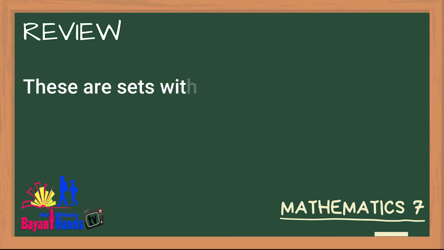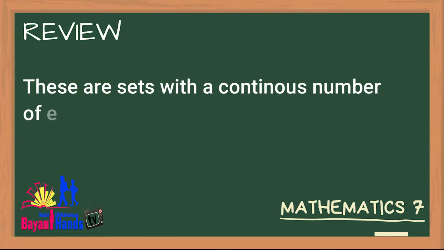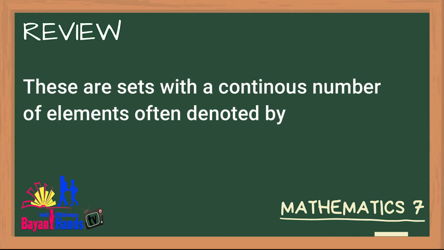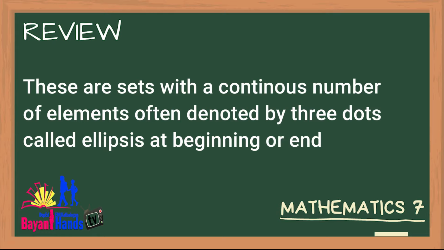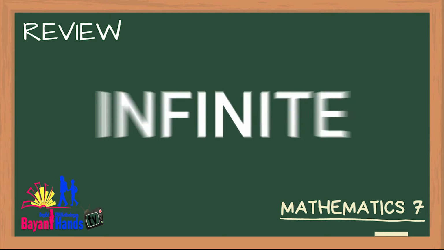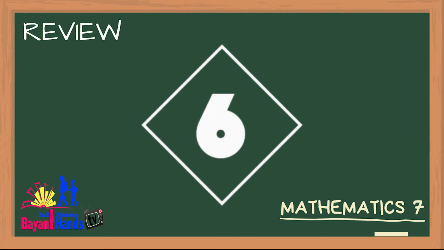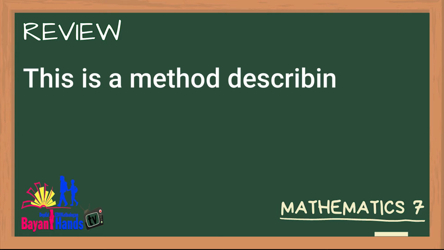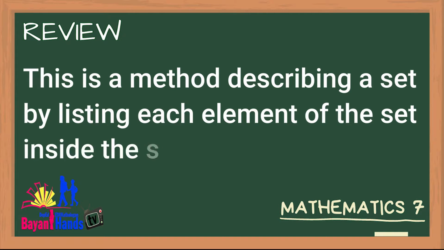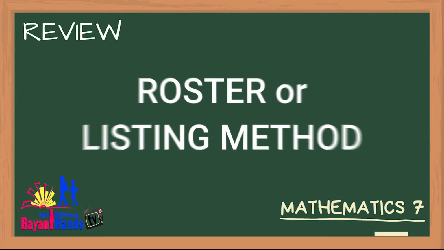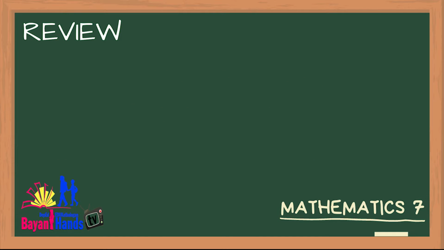Number 5. These are sets with a continuous number of elements, often denoted by 3 dots called ellipses at the beginning or end of the list. Answer: infinite. Number 6. This is a method describing a set by listing each element of the set inside the symbol. Answer: roster or listing method.